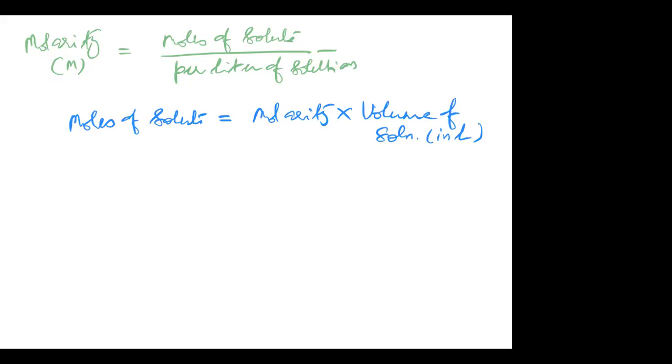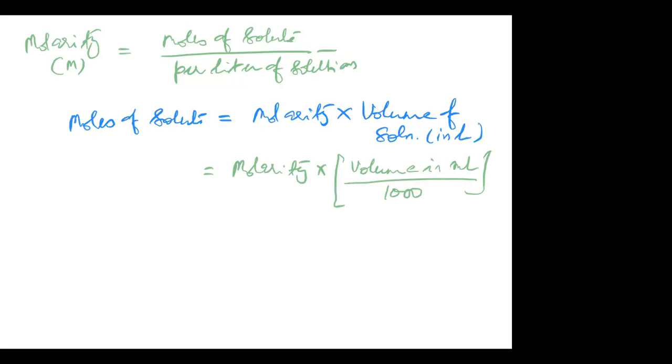I hope it's clear. Molarity is moles per liter multiplied by volume in liters, and it may be written as molarity multiplied by volume in milliliters divided by 1000. So volume in milliliters divided by 1000 will be volume in liters.